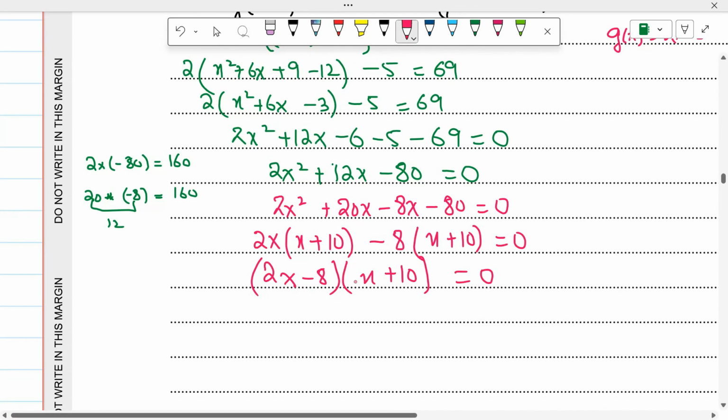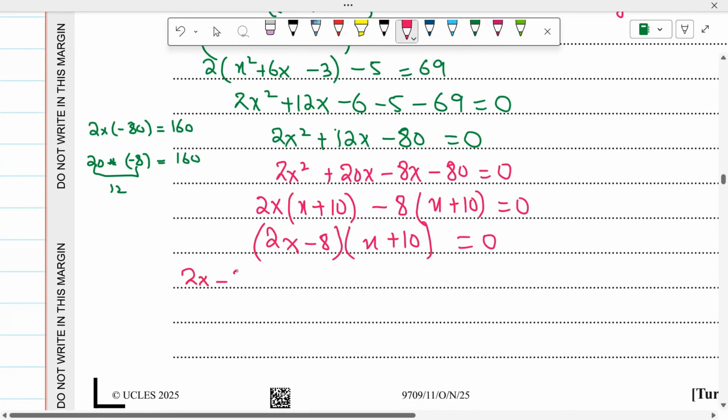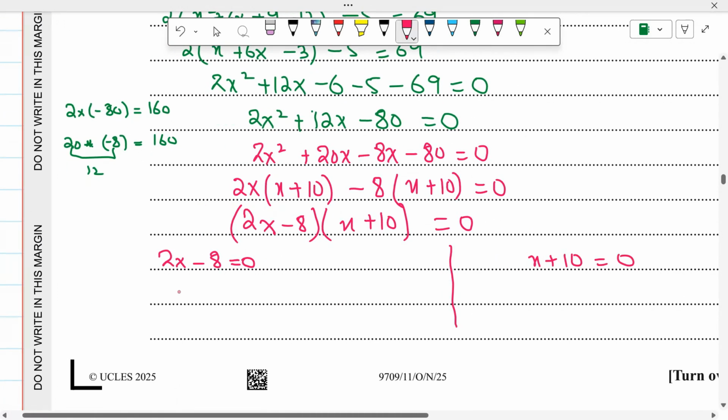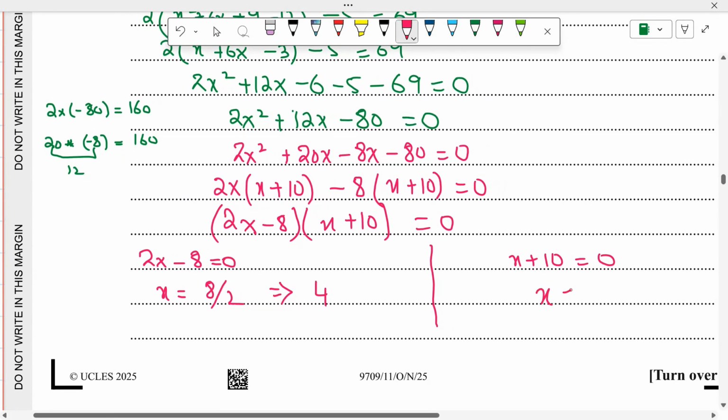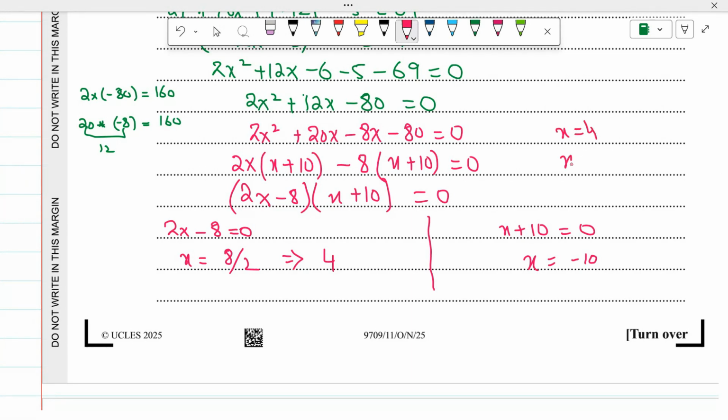So we have two factors. Equate each with 0. We will have 2x minus 8 equal to 0, and on the other side x plus 10 equal to 0. So x equals 8 over 2, which is 4, and in the other case x is equal to negative 10. So we have two values of x: x equal to 4 and x equal to negative 10.